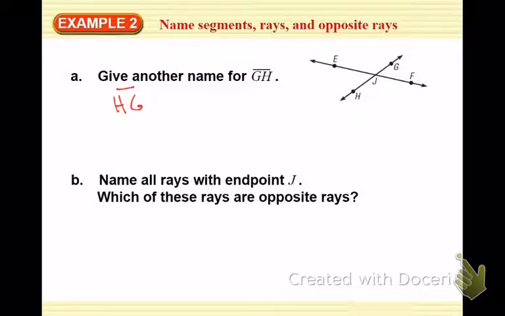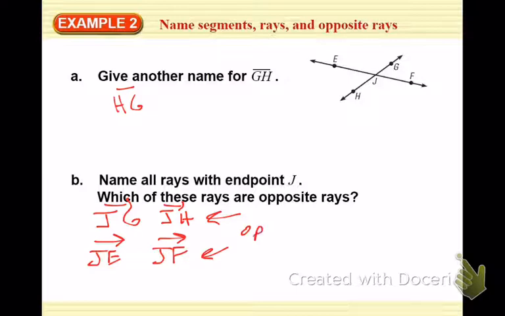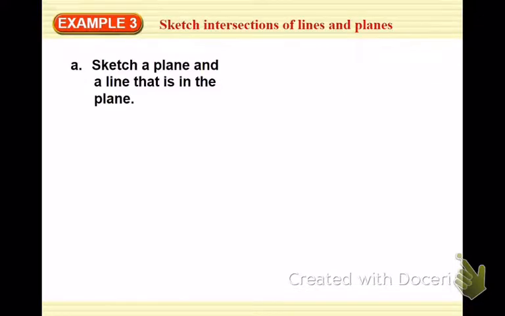Now, name all rays with endpoint J. That means that every one of your names should have J in the beginning. So we can go JG, JH, we can go JE, we can go JF. And if you're looking, these guys and these guys are your opposite rays. They're the ones making the straight lines. Okay? Hopefully you were able to get that.